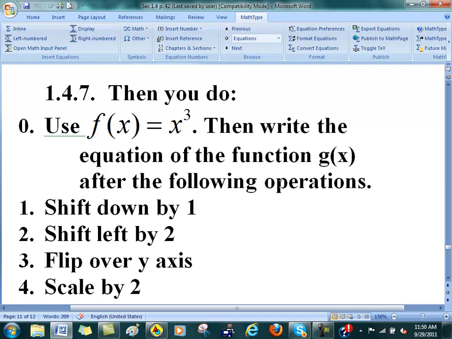No, right now we're going to do it algebraically. We're not graphing this right now. We are just writing the functions. And then when we do get g of x, we'll graph it. Is everybody with me on that?